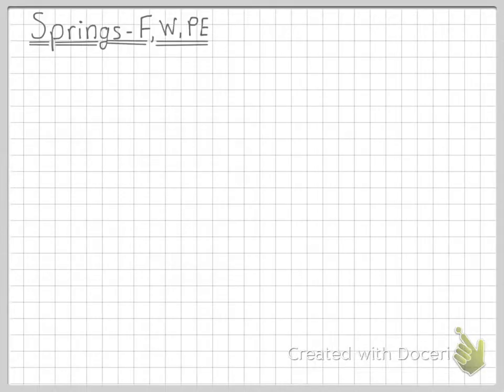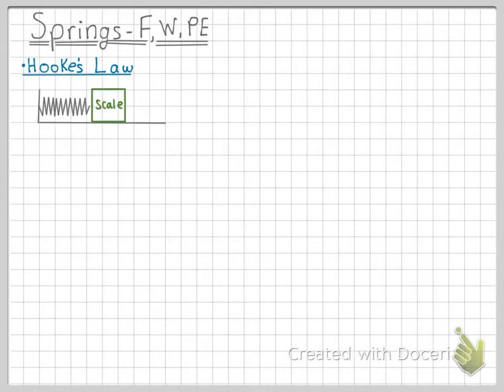So this video covers force, work, and potential energy for springs. Let's first talk about Hooke's law, which is the force equation for springs. Let's say that we have a scale attached to a spring, and the spring is in its equilibrium position. This means that it is not stretched or compressed, so the scale should not read any values.